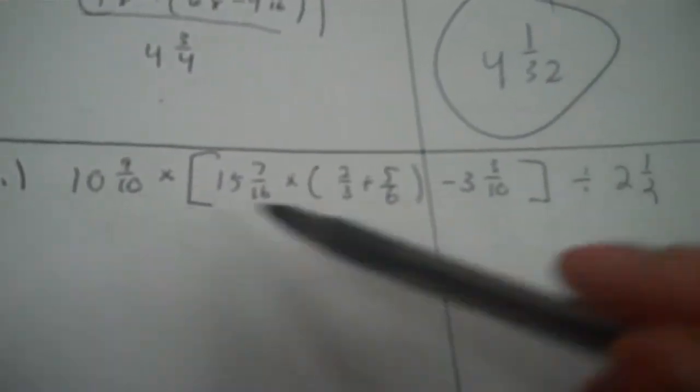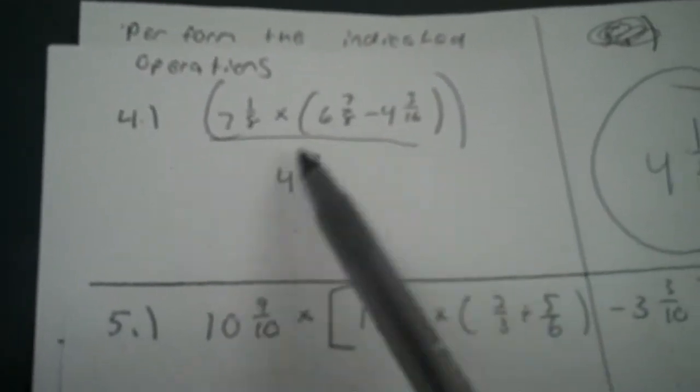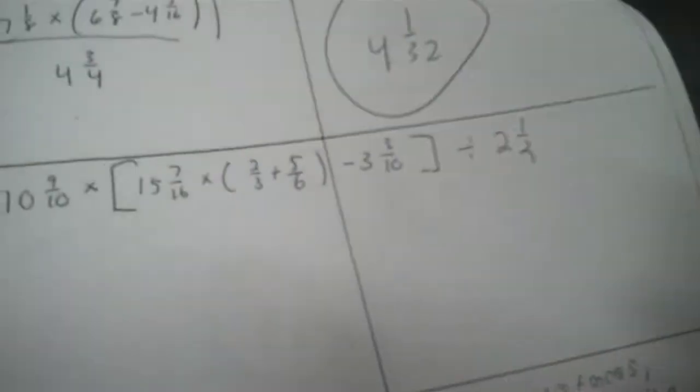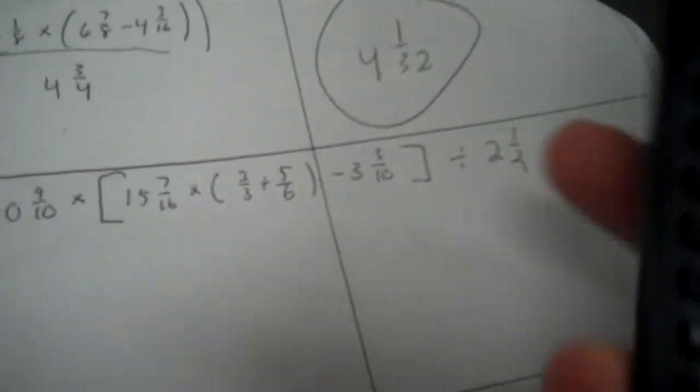Okay, now the next one, I don't see any complex fractions. There are fractions, but you don't have any complex ones, okay, where you have more than one value on top or bottom. So you can just go ahead and plug that in. Remember, a brace is like a parenthesis, so 10 and 9 tenths times, remember, when I get to a brace, it's like a parenthesis, 15 and 7 sixteenths times parentheses 2/3 plus 5/6 and then close up parentheses minus 3 and 3 tenths close, use a parentheses to do the brace and then divide it by 2 and 1 half.